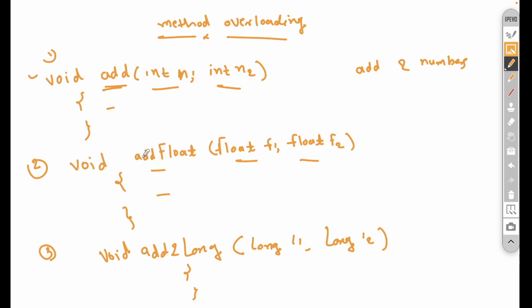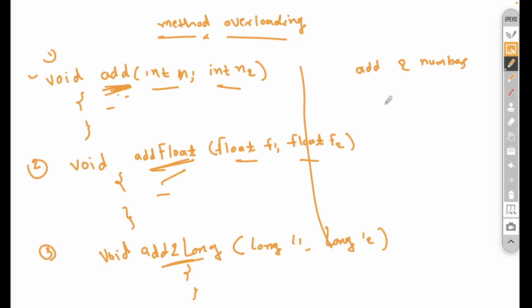So here Java people think, why write the method again and again to perform the same task? Here also we are performing addition of two numbers, and here also addition of two numbers. The only difference is that the parameters are different. We have created one method add, one method add float, and a third method add long. They think, why create three different methods just to perform the same task? So instead of creating these three methods, they have introduced one concept, which we call method overloading.